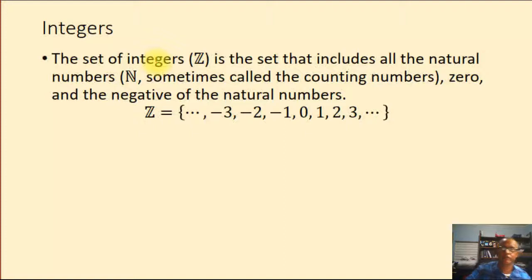So the set of integers is the set that includes all the natural numbers, 0, and the negative of the natural numbers. So it's 0, 1, 2, 3, and then negative 1, negative 2, negative 3, to infinity in both directions.